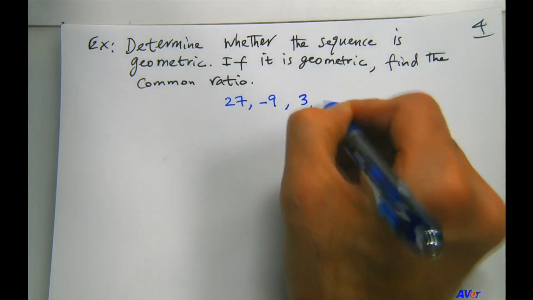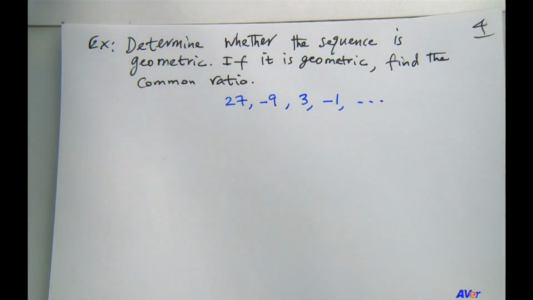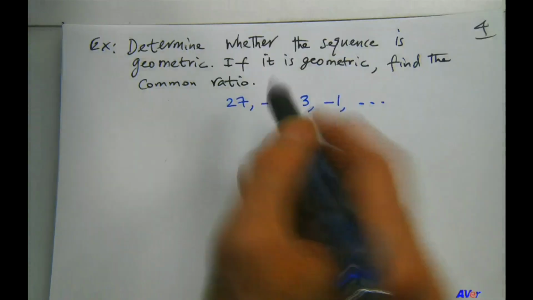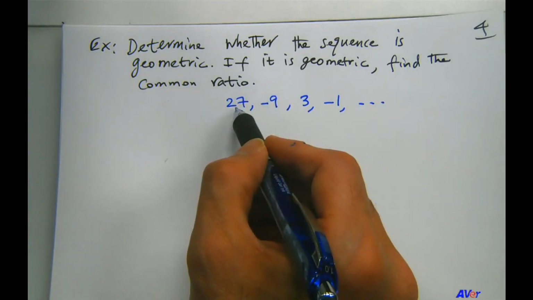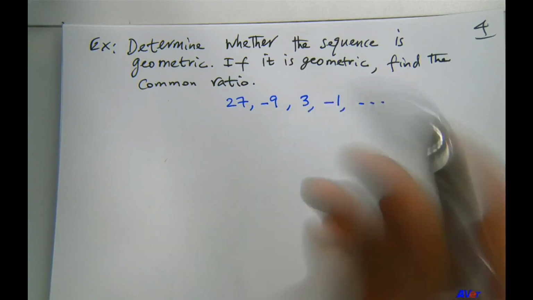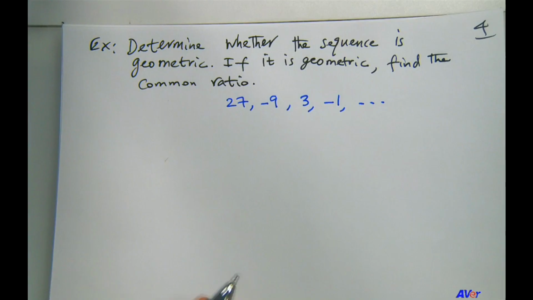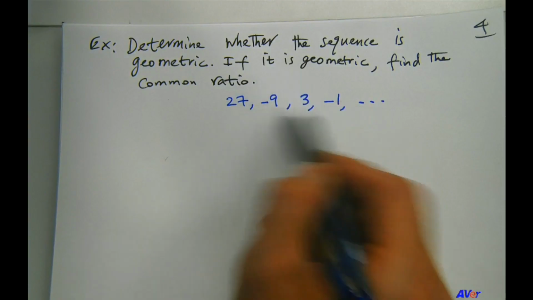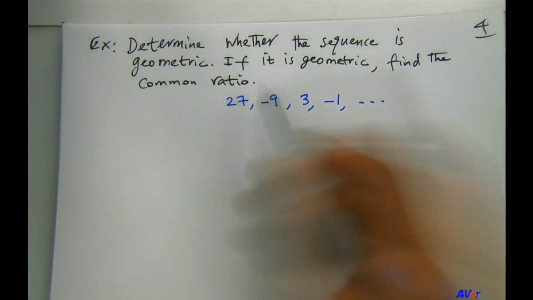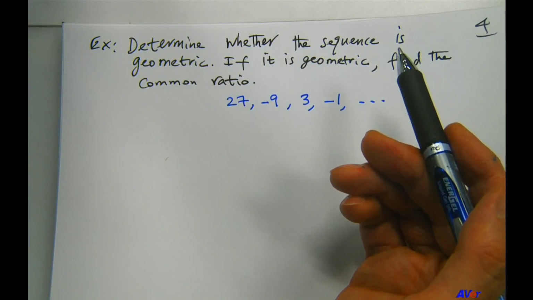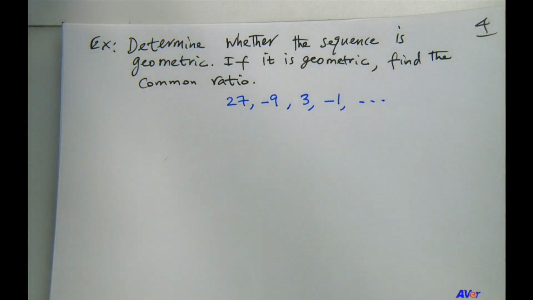and 3, -1. It's an infinite sequence. So if this is a geometric sequence, then if you divide -9 by 27, or 3 by -9, or -1 by 3, you should get exactly the same number, which would be the common ratio. So let's do that, because not only does that step verify that this is a geometric sequence, it'll tell us what the common ratio is. Or if it's not a geometric sequence, that'll come out too. So let's do that.